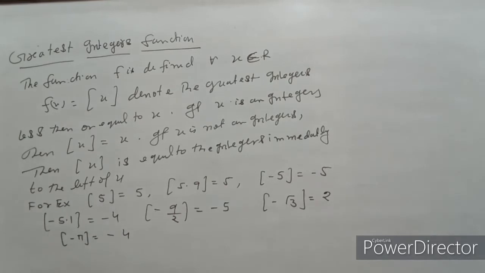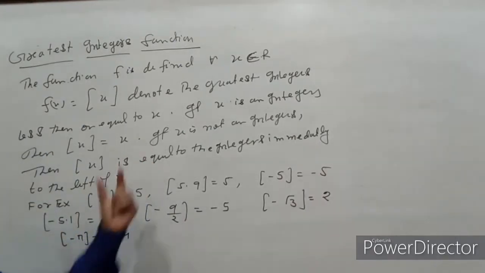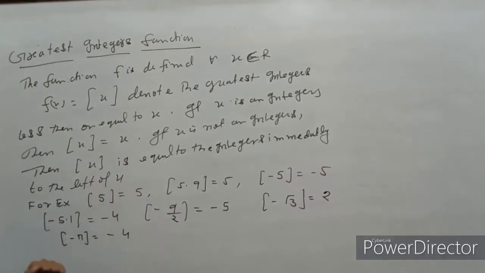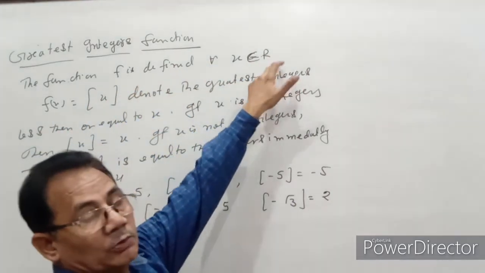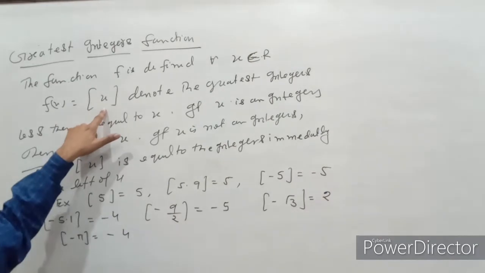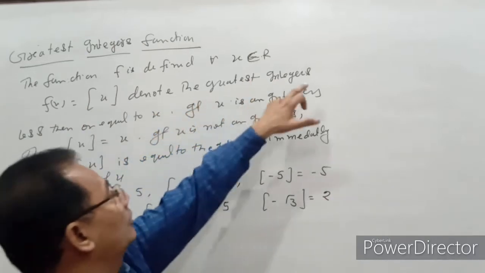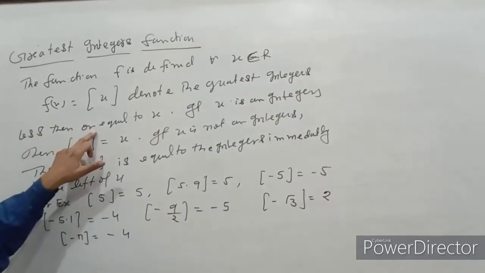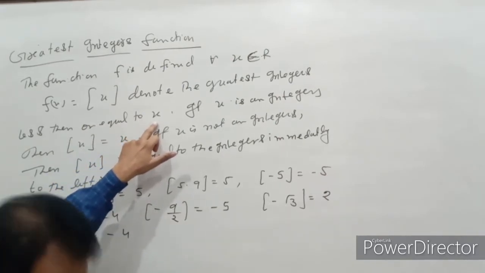देखिए, नेक्स्ट डेफिनेशन है ग्रेटेस्ट इंटीजर फंक्शन, और ये डेफिनेशन हमारी मैथमेटिक्स में एक बहुत ही अहम डेफिनेशन है, तो इसको हमारे लिए डिटेल में अंडरस्टैंड करना जरूरी है। देखिए, the function f is defined for every x belonging to R, that it means for all real numbers, f(x) is denoted by the greatest integer, that is, the square bracket denotes the greatest integer less than or equal to x.